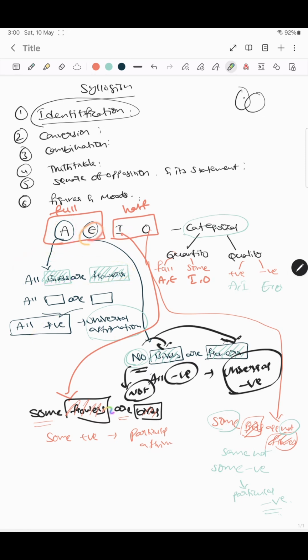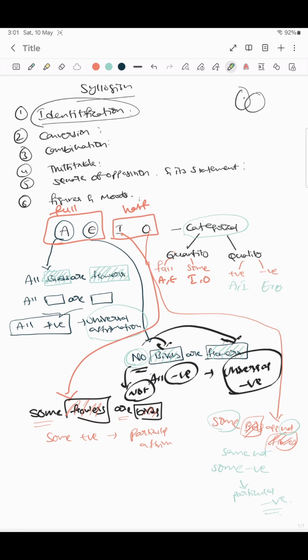And E is no birds are flowers, so it is all negative. And I is some flowers are birds, so some positive. O is some negative, so some birds are not flowers. So this is basic identification. If you can't identify, you cannot go for the further steps.